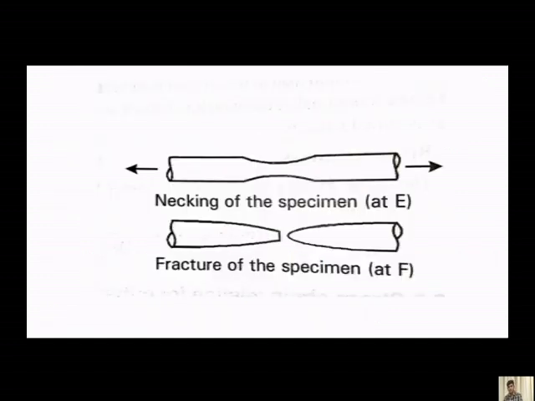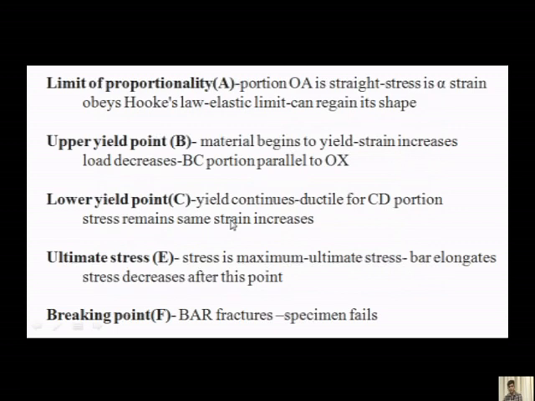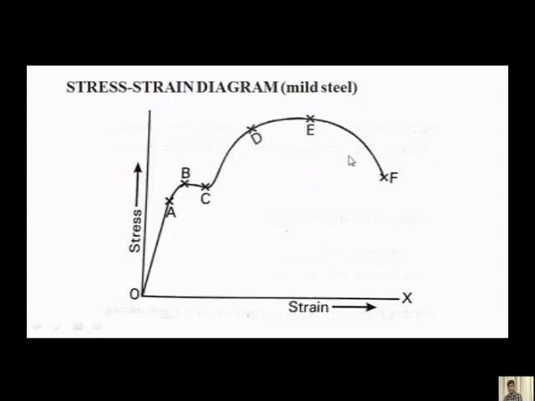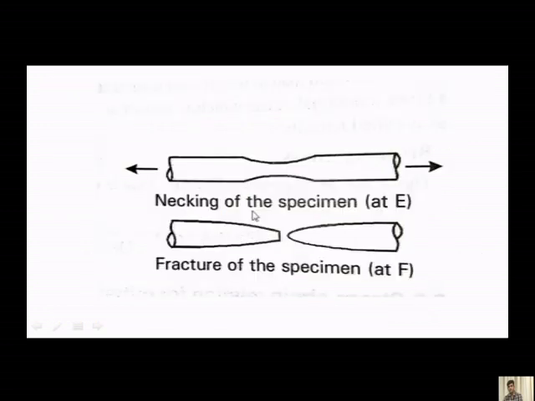So similarly we have other representations, we will study them later. So as I told you, what is the ultimate stress point E? In the graph, it is the maximum point. At this point, how does the body behave? Necking of the specimen, the body will be of this kind. Instead of straight, you can see the neck of the specimen, necking of the specimen at E, and point F, as I told you, is a breaking point where the fracture occurs or the specimen fails.